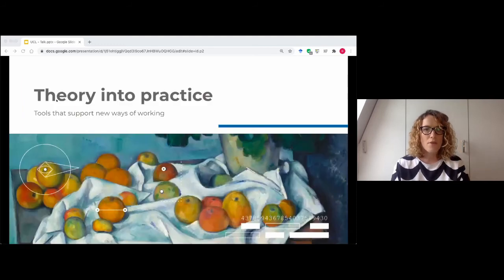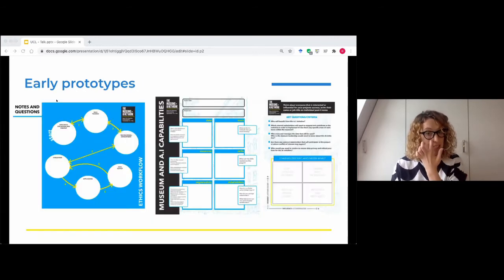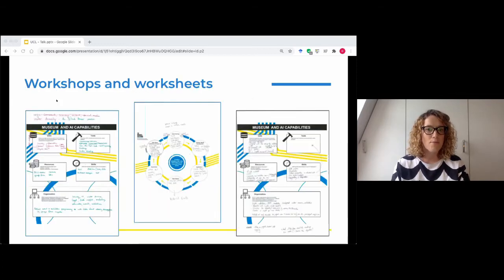So the aim of this work was to turn theory into practice. And we ran a series of workshop formats. We piloted a range of different workflow models and worksheets that sought to embed ethical and critical thinking into the development of AI projects throughout their life cycle. We tested these early prototypes with senior digital managers, and then we refined those models further. After we carried out the workshops, we took the worksheets home, and we identified areas where there was boxes missing, where we hadn't asked questions.